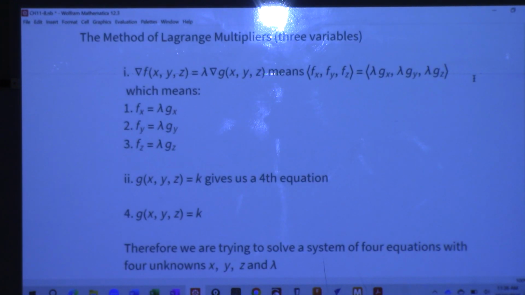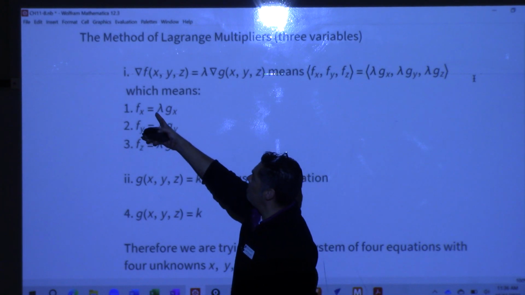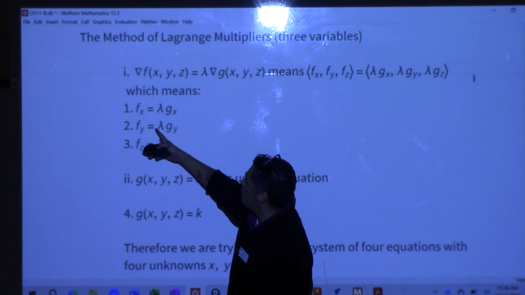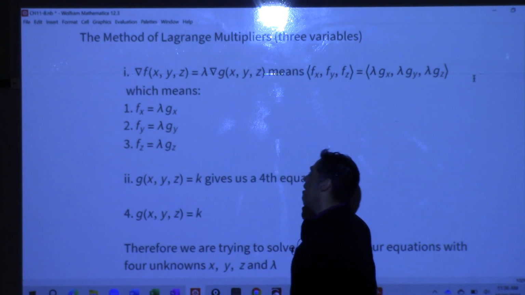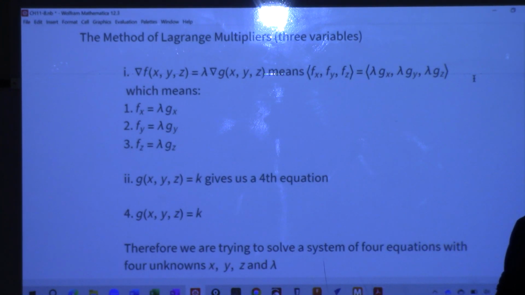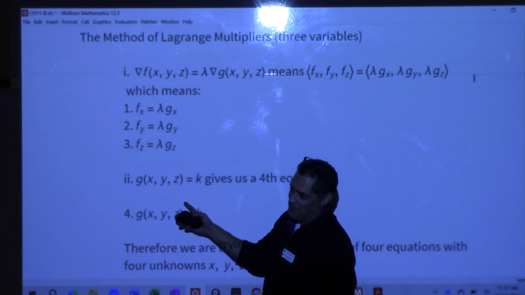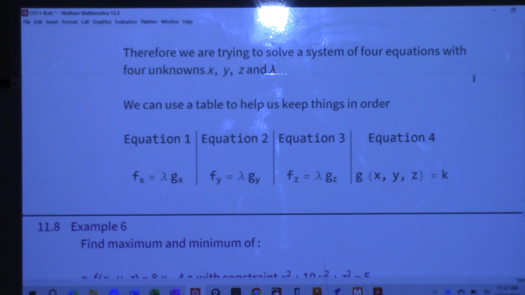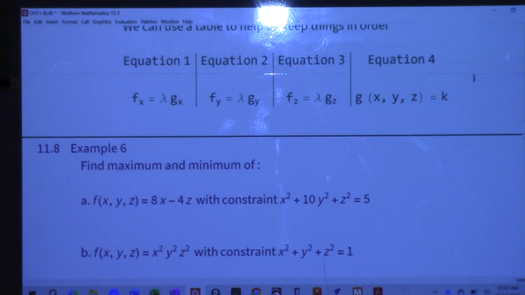We have to make sure partial of f with respect to x is equal to lambda times partial of g with respect to x, then partial of f with respect to y is equal to lambda times partial of g with respect to y, and then partial of f with respect to z is equal to lambda times partial of g with respect to z, and then the constraint equation has to be true. So we have 4 equations instead of 3. So we have to solve for x, y, z, and lambda. All right, let's do it.